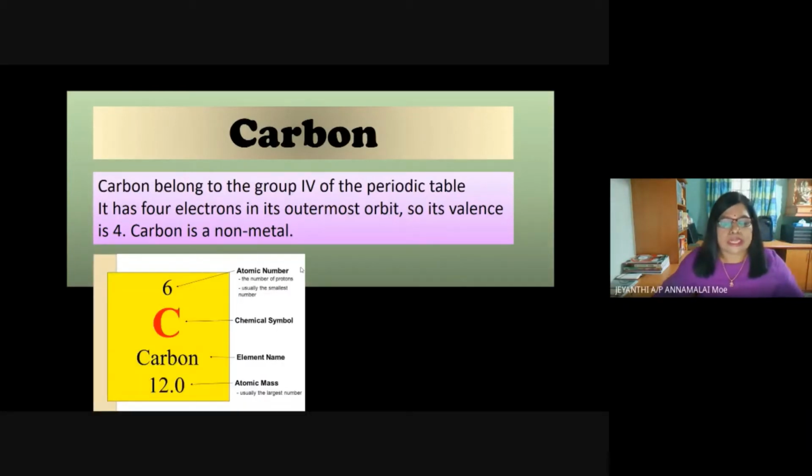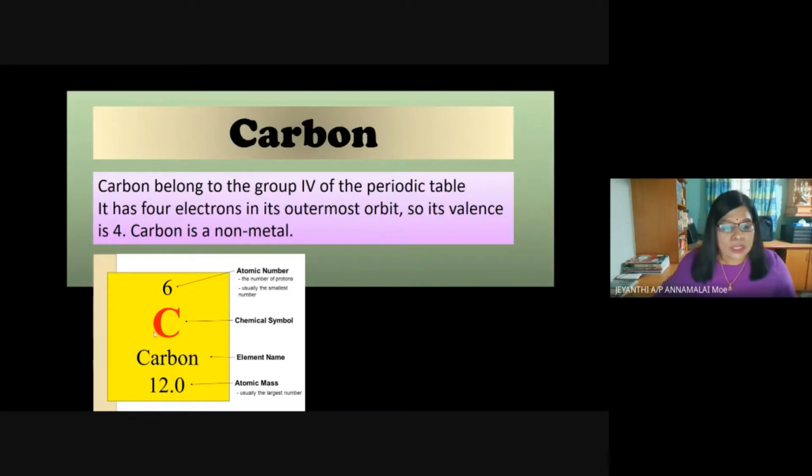Now, this is basically how the symbol is. The number 6 is always on top. The number 6 is the atomic number. Atomic number is usually the smallest, and it represents the number of protons. In the periodic table, all the elements are arranged by proton number. If you look at the periodic table, you can see the C written at the 6th position.